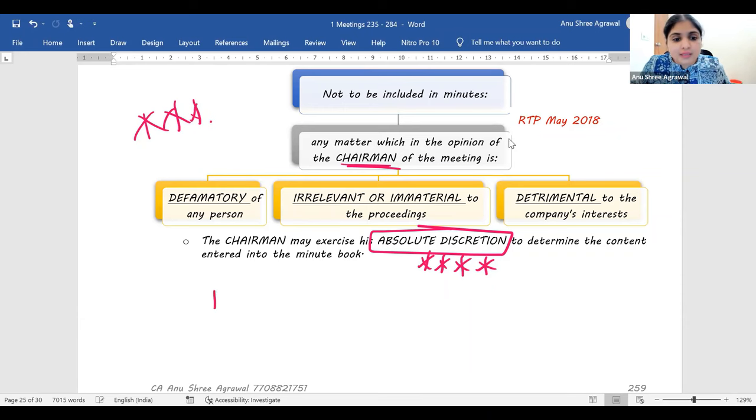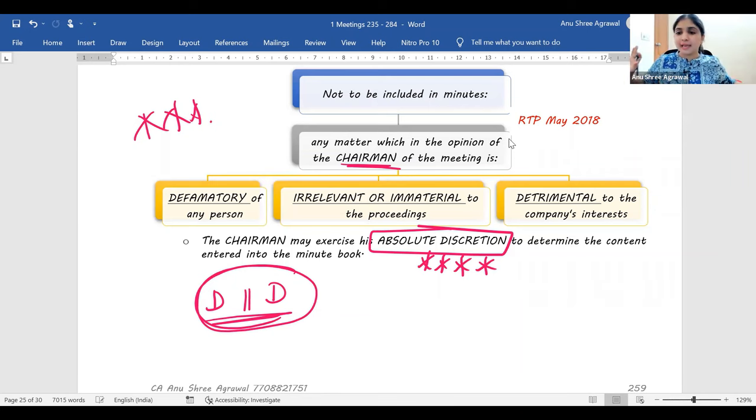But if he thinks something is defamatory, if he thinks something is irrelevant or immaterial, if he thinks something is detrimental to the company's interest, defamatory, irrelevant, immaterial, detrimental. If he thinks any matter is defamatory to any person or irrelevant or immaterial or detrimental to the company, then he can decide that I don't want to put this matter in the minutes book. Who is the only one who has the right to make this decision? Come on, tell me, guys. The chairperson of the meeting.